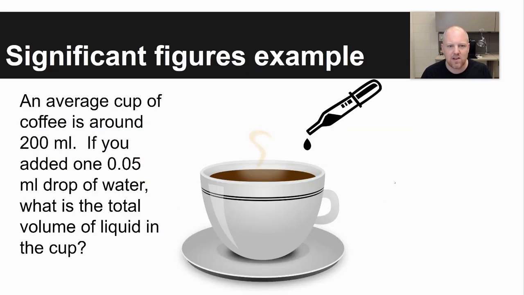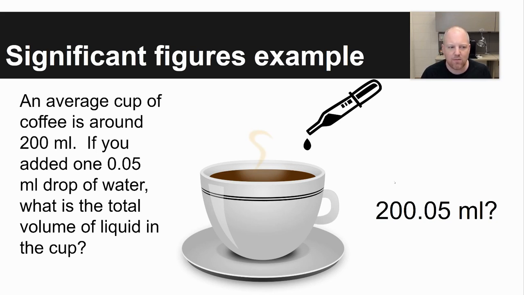So first off, significant figures example. Why would you bother with significant figures? The example here says an average cup of coffee is around 200 milliliters. If you added one 0.05 milliliter drop of water, what's the total volume of liquid in the cup? If you'd answered 200.05 milliliters, that's not quite significant. What significant figures is all about is figuring out how confident you are in your measurements so you can give an accurate representation of how closely you're paying attention to your values.